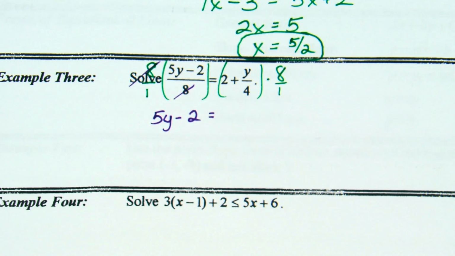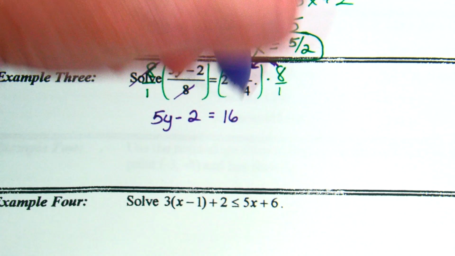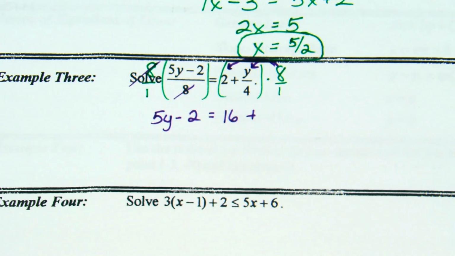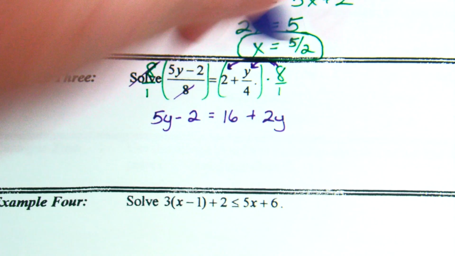So we distribute the 8 times the whole number of 2, which is going to be 16, plus, and then we're doing 8 times y over 4. Well, the 4 on bottom and the 8 on top, my brain cancels those. I don't know what your brain does, but my brain cancels those. 4 divided by 4 is 1. 8 divided by 4 is going to make this 2y.